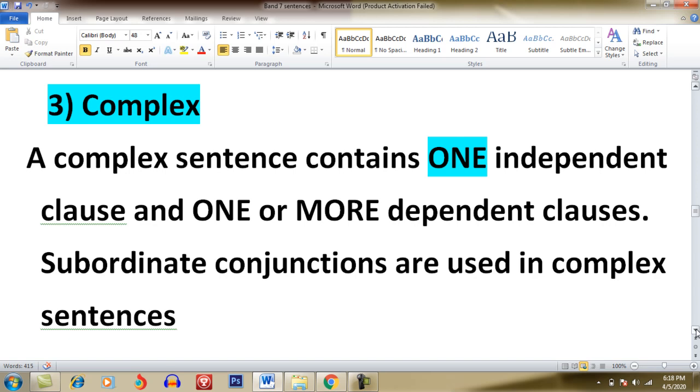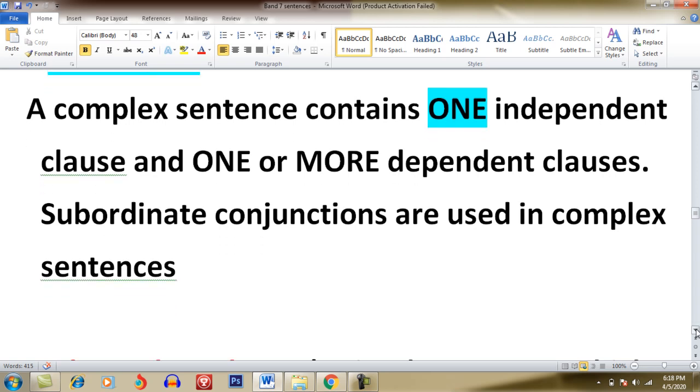But keep in mind, the important point is that a compound sentence is combined with the help of a coordinating conjunction, but a complex sentence must be connected with the help of a subordinate conjunction. Coordinating conjunctions we have discussed. I'll teach you subordinate conjunctions in detail in this video.